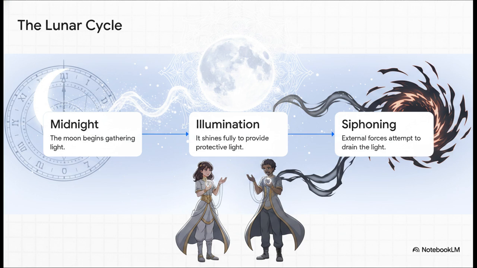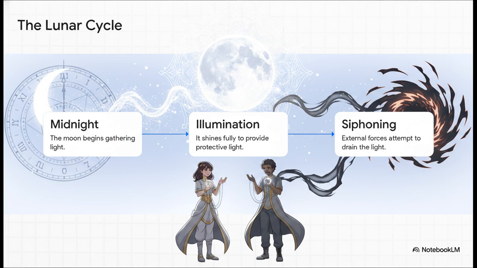Over a 15-day cosmic cycle, the light rapidly waxes. Day 1 represents that initial spark, and by day 15, it hits the absolute zenith. The moon is perfectly full, glowing in brilliant silver and white, providing maximum protective light to the entire universe.